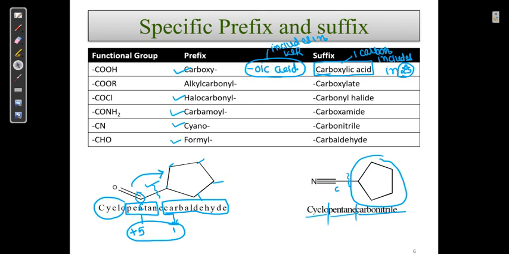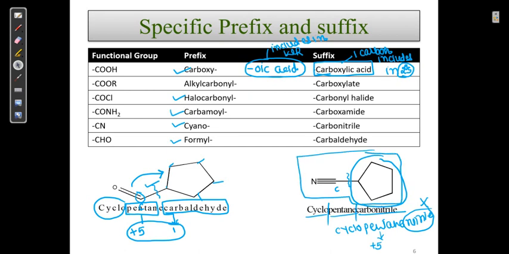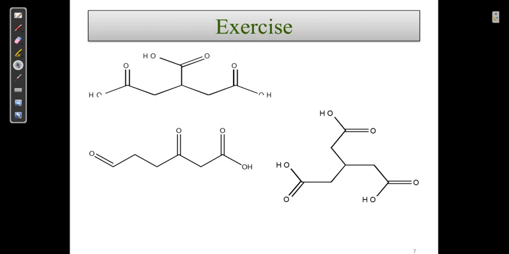If we write it here, cyclopentane nitrile, that includes only 5 carbons because it does not include the carbon. But this structure contains a total of 6 carbons, so we must use carbonitrile, is it? Let us go ahead. Suppose this is one of the exercises.